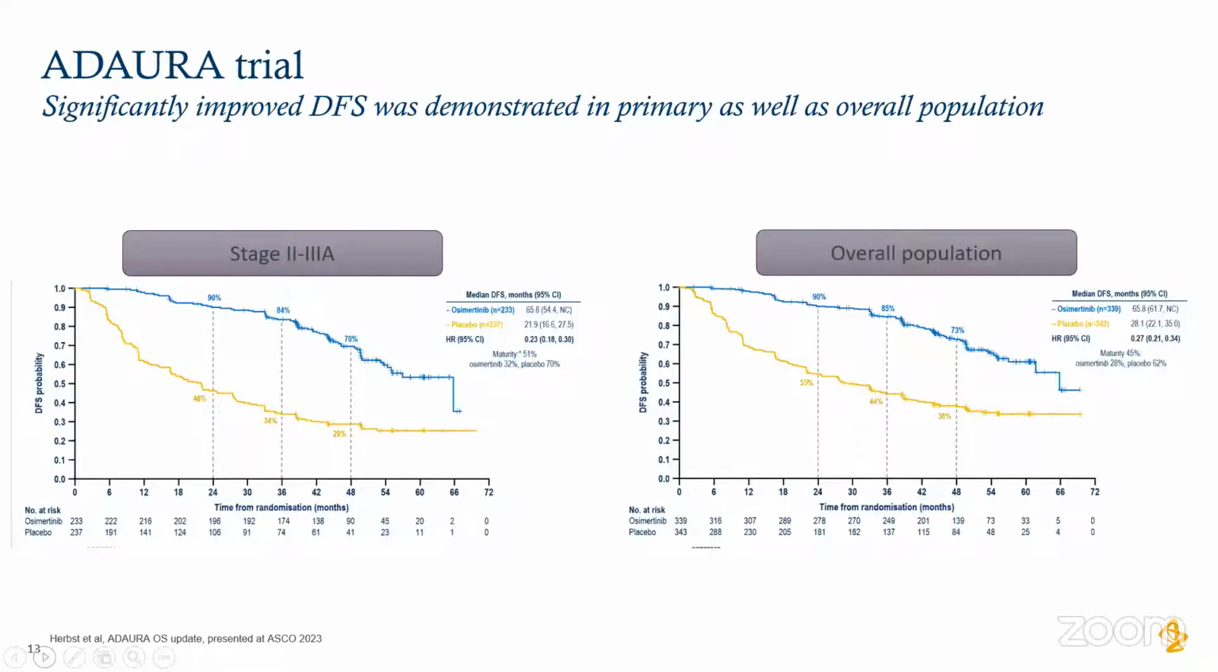Yeah, so this is the benefit that we derive out of this trial. Look at the delta. The two curves are hugely separating, unlike the ANITA trial. In both the subsets, whether you look at stage 2 to 3A or the overall population, look at the hazard ratio, 0.23 and 0.27. So these are very rarely seen in any oncology trials. So there was a significantly improved DFS, which was demonstrated in the primary as well as the overall population. Next slide.